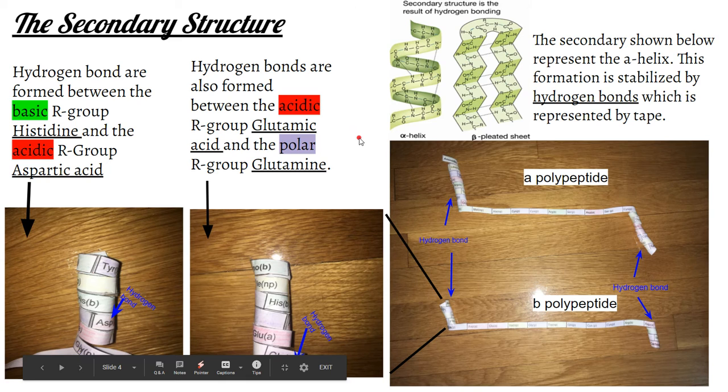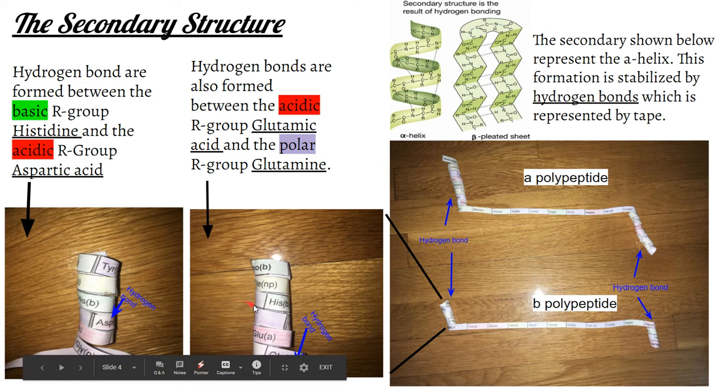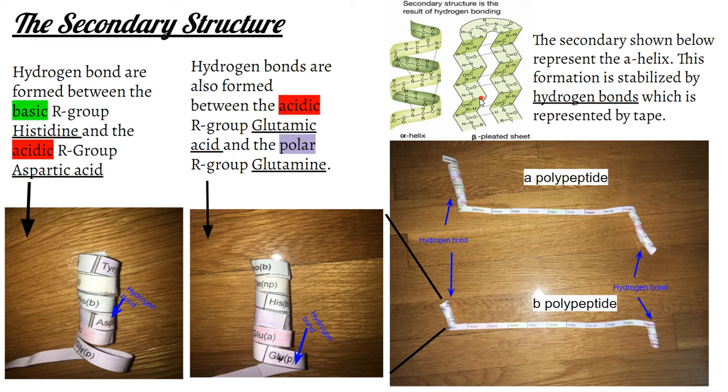And this shows the secondary structure of our protein, and the secondary structure is essentially the folding of the polypeptide that results in an alpha helix or beta pleated sheets. And we decided to represent our secondary structure as an alpha helix. And the secondary structure is stabilized through hydrogen bonds. And over here, we show you guys the hydrogen bonds between histidine and aspartic acid. And over here, we show you guys the hydrogen bonds between glutamic acid and glutamine. And the hydrogen bond forms between the O from the carbonyl group and the H from the amino group.